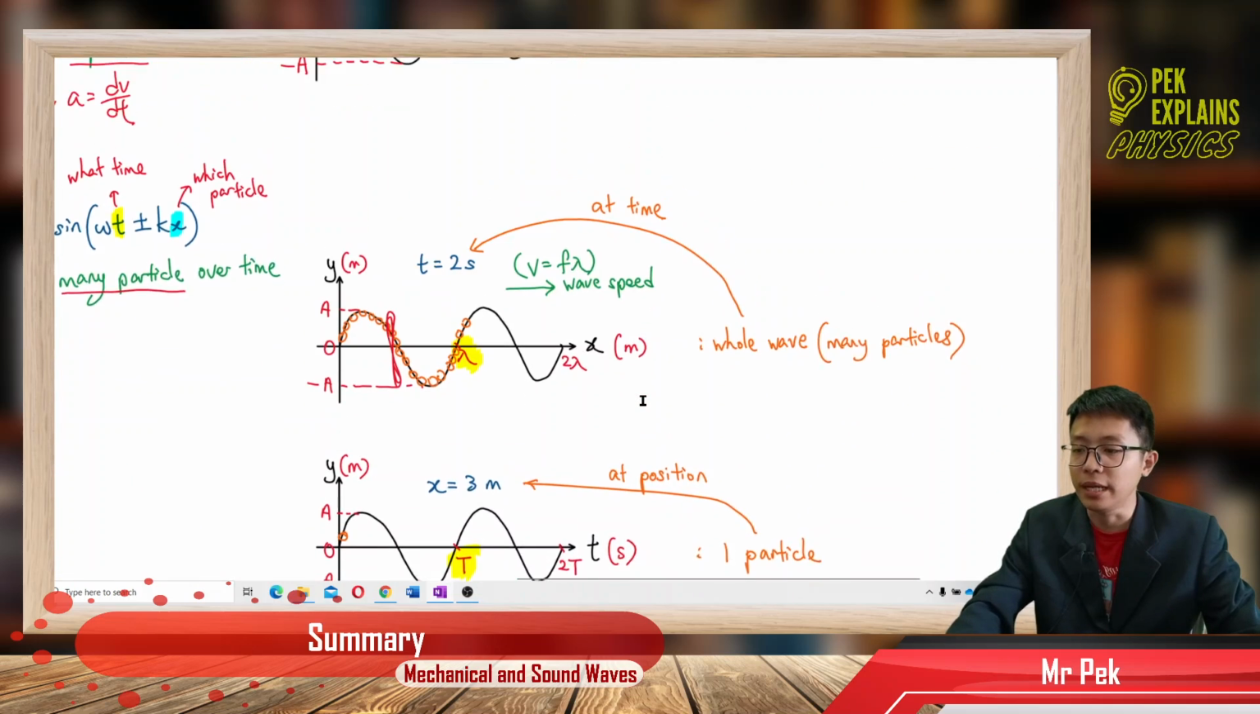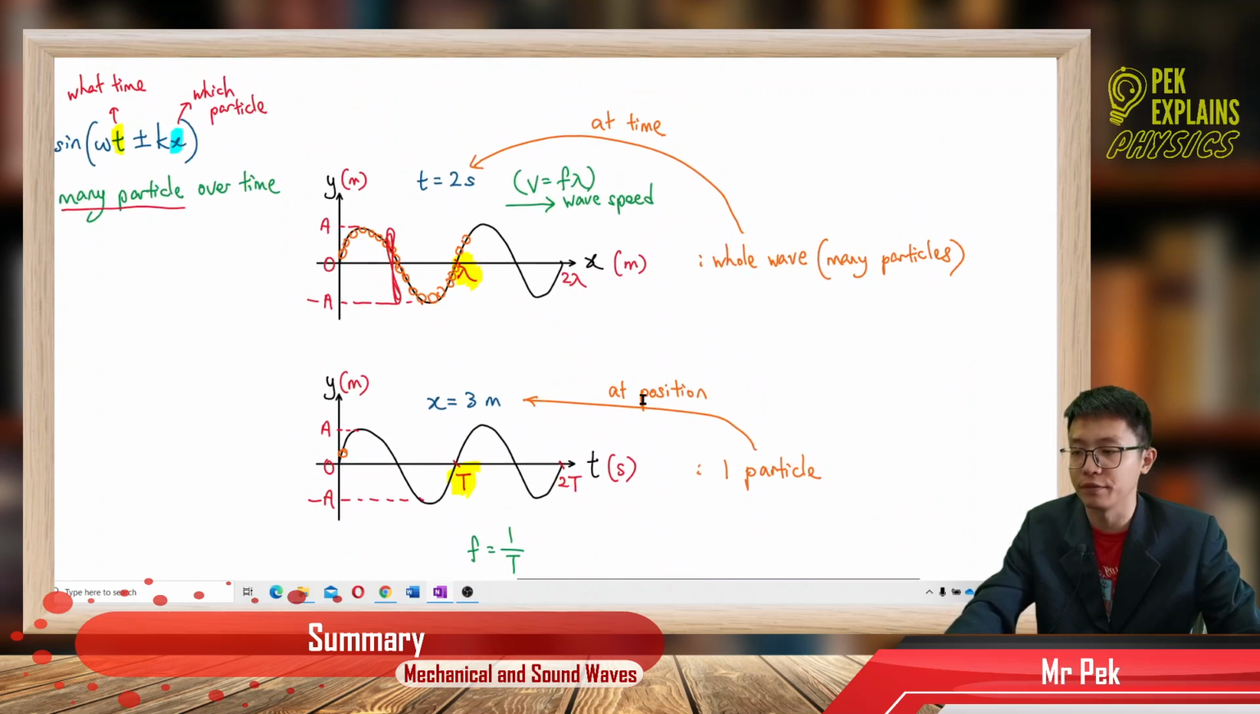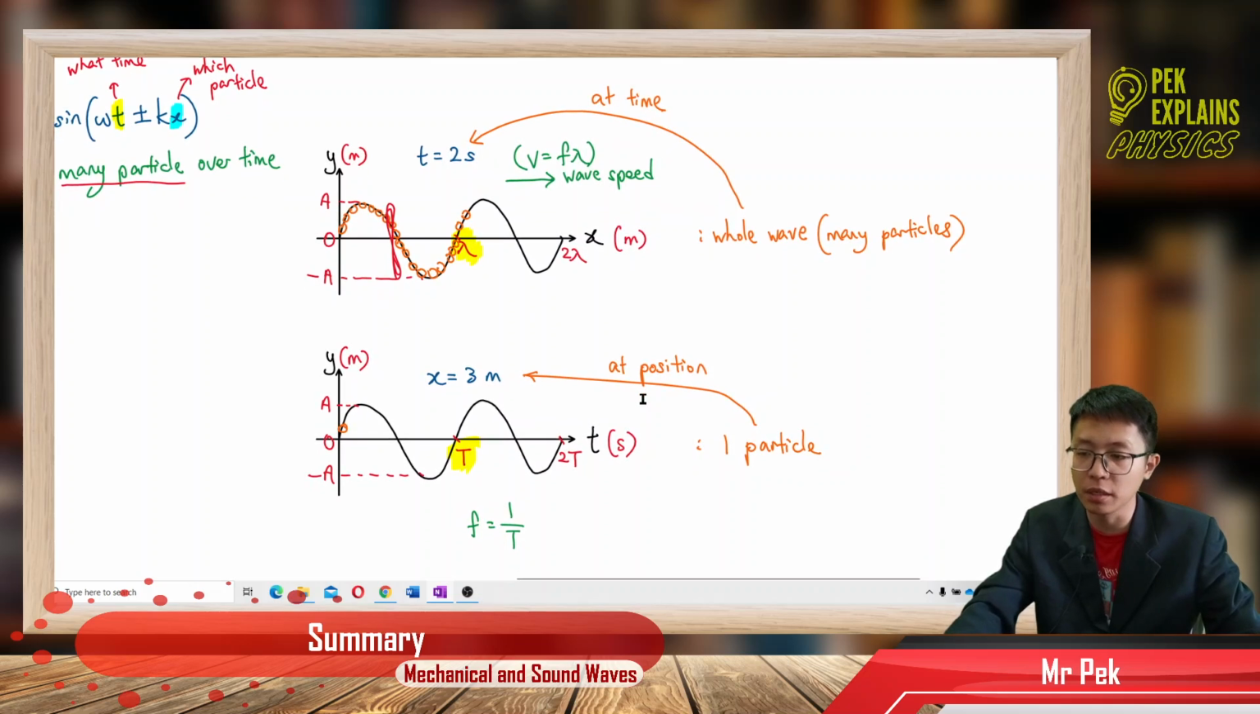So this time we use two graphs. In this chapter, we are going to learn two graphs. The first one, of course, is the displacement-time graph. The second one is the displacement-distance graph.